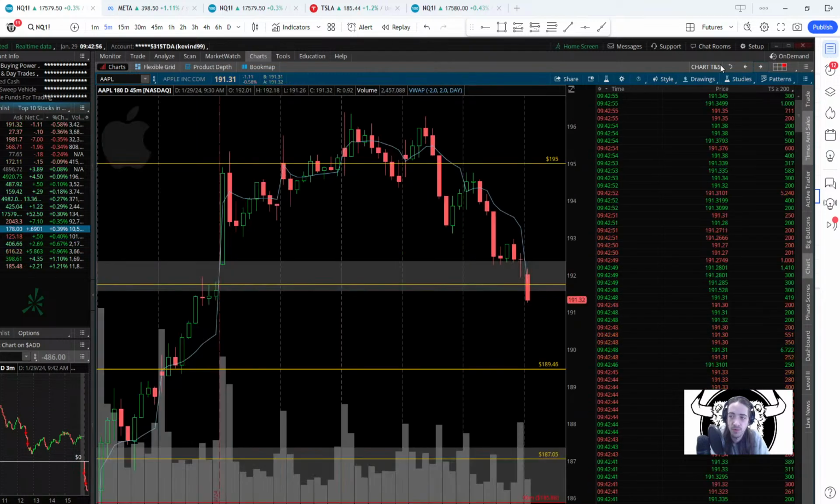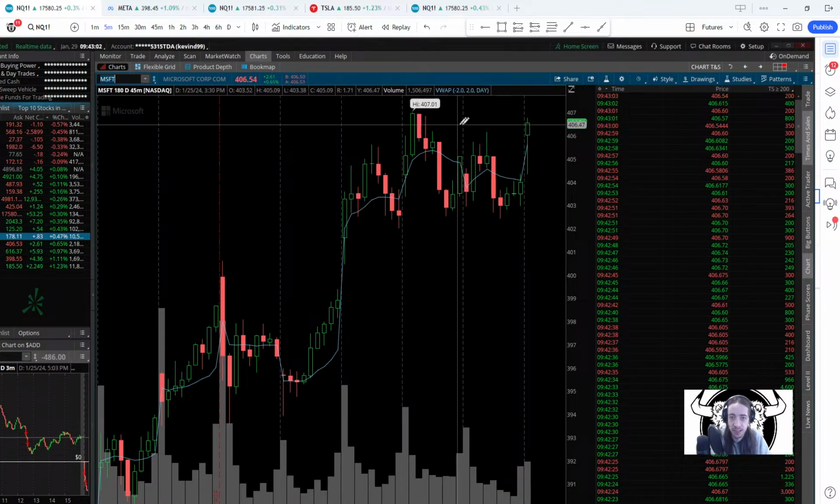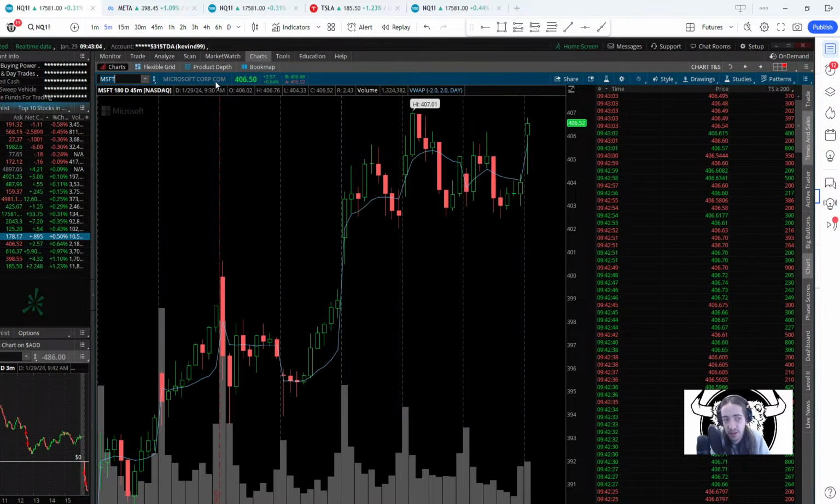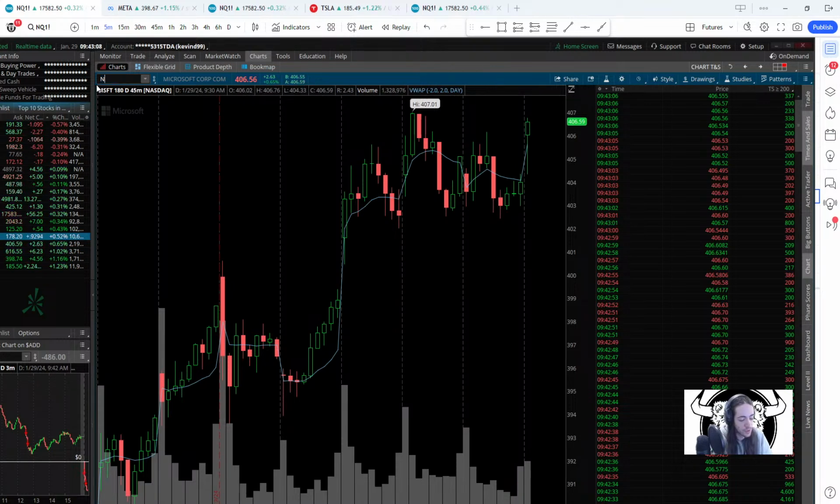What else do we have that we could look at? Let's see. Microsoft, inversing Apple, is in an uptrend. I would look for above 407 for calls on Microsoft to target 410. What else do we have?